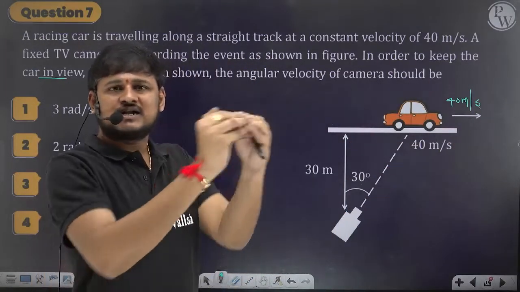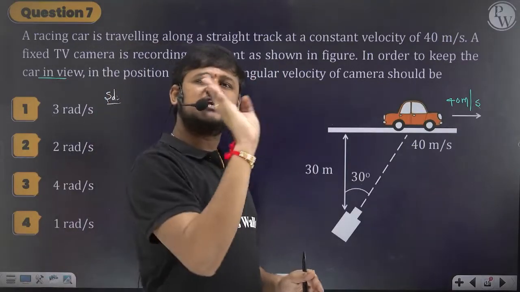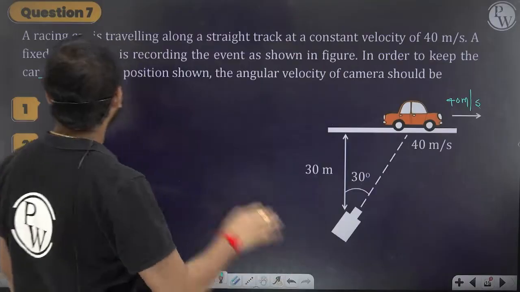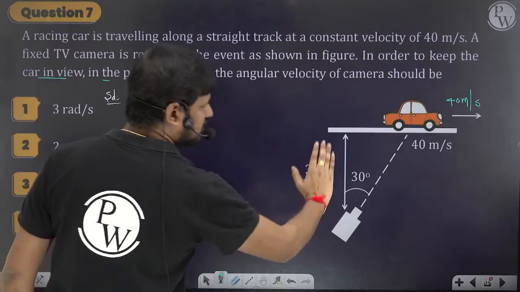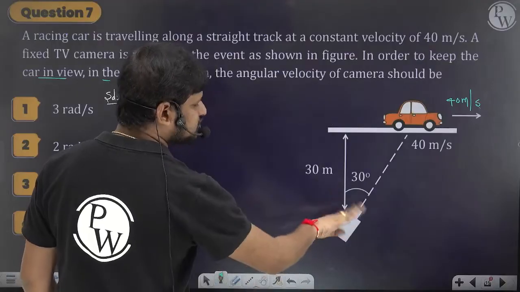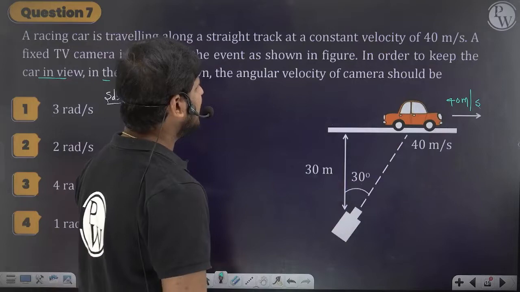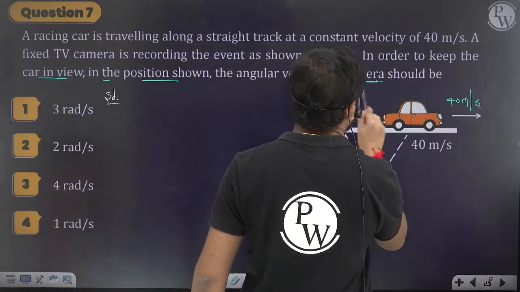to track the car. Okay, so for that the camera has to be rotated. The camera has to be rotated. So in the position shown, from here to here the car is moving. So the camera is also rotating. The angular velocity of the car should be. So we have to find the angular velocity of the car.